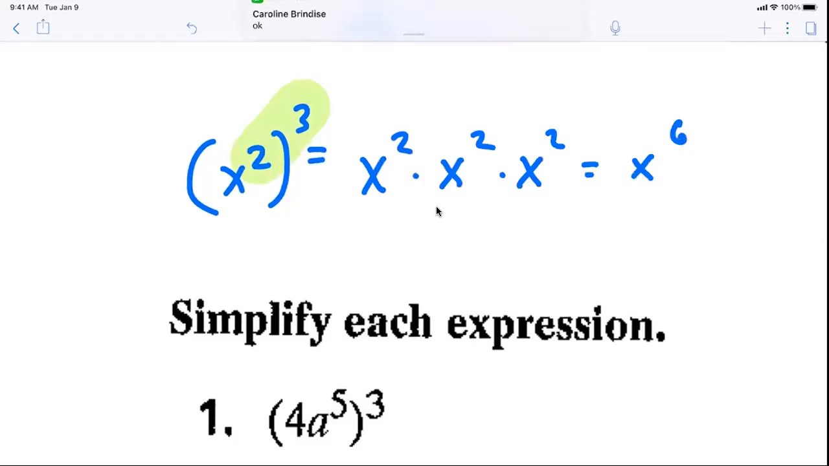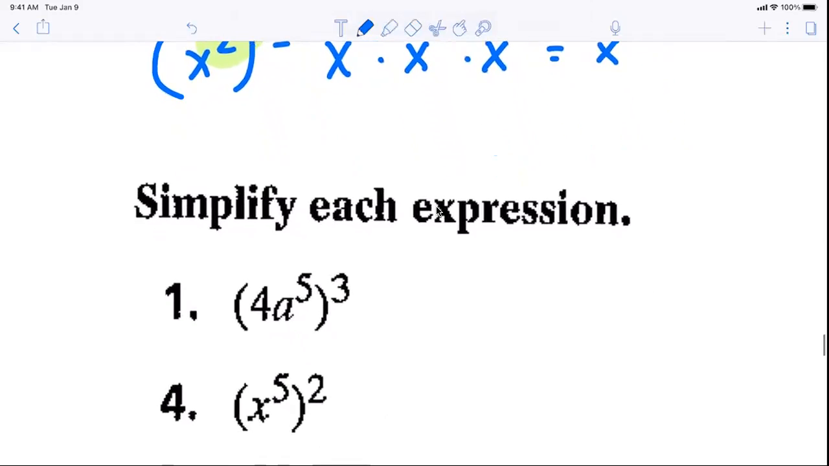So the rule, power to power, what do you do to exponents? Come on now, don't just say something. You multiply them. That is correct. 2 times 3 is 6. Everybody good with that? So a power to a power, you multiply.